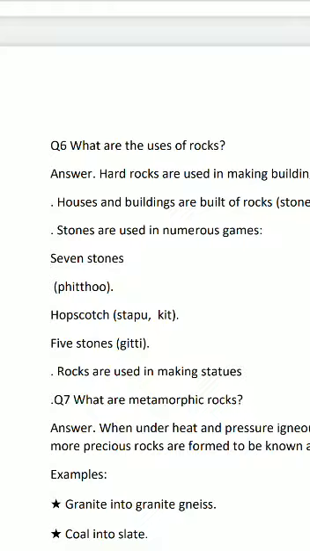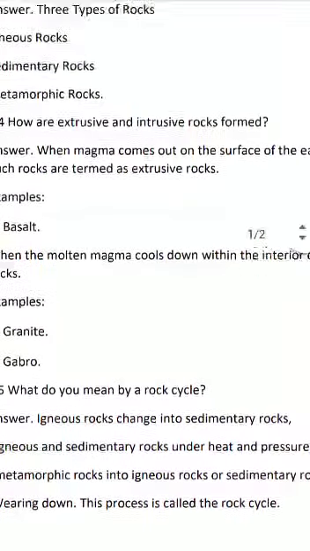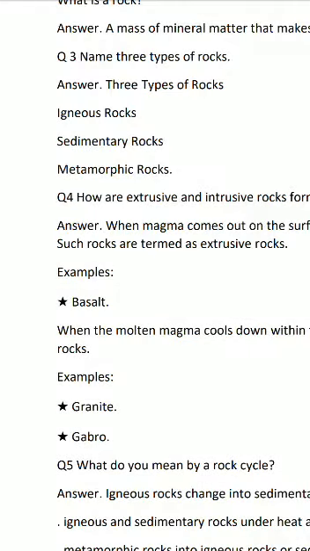Okay, so one more question here, that is question number 4, extrusive and intrusive igneous rocks. So extrusive are those formed outside, or you can say on the surface of the earth, and intrusive are those formed in the interior of the earth.